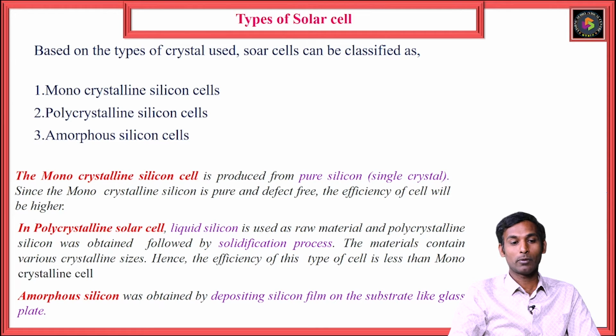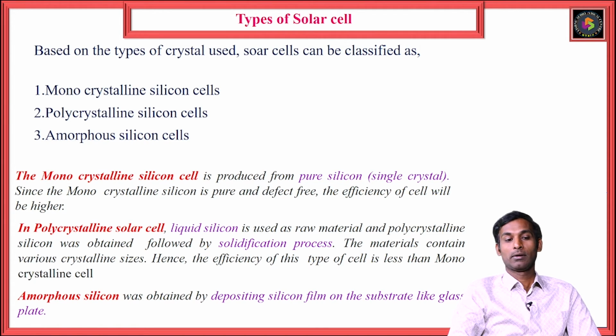The first one is said to be monocrystalline silicon. The second one is said to be polycrystalline silicon. The third one is said to be amorphous silicon cells. First point, what is the importance of the monocrystalline silicon cell? I am talking about p-type silicon and n-type silicon. Finally, we are calculating the efficiency of the solar cell.